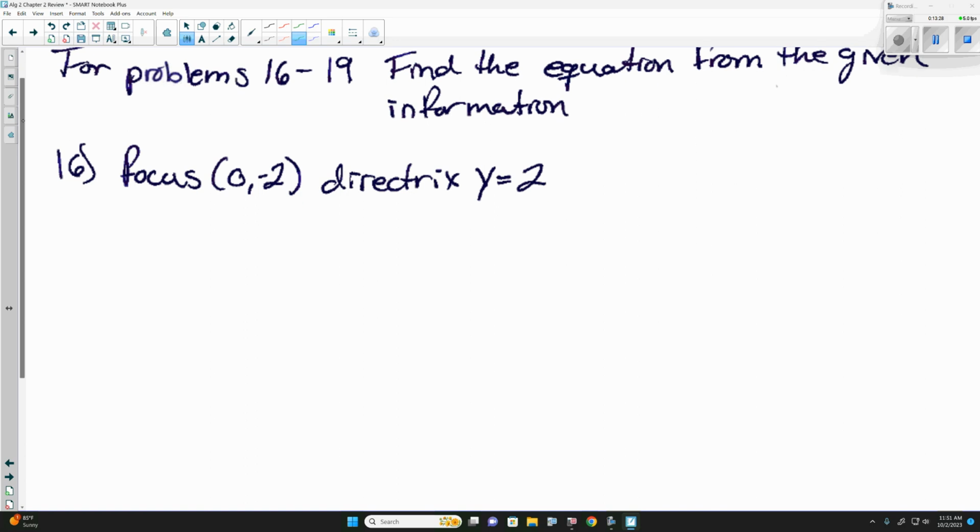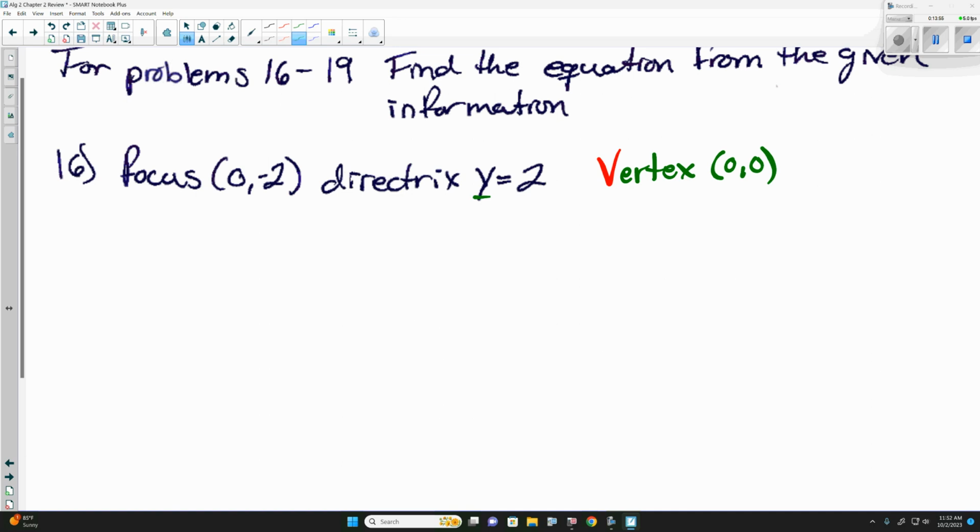Now the next problems we're going to look at, 16 through 19, we want to find the equation from the given information. Now for all of these on the test, you will be given the vertex and either the directrix or the focus. You're not going to have one where you're not given the vertex. So you're either going to have the vertex and directrix or the vertex and focus.